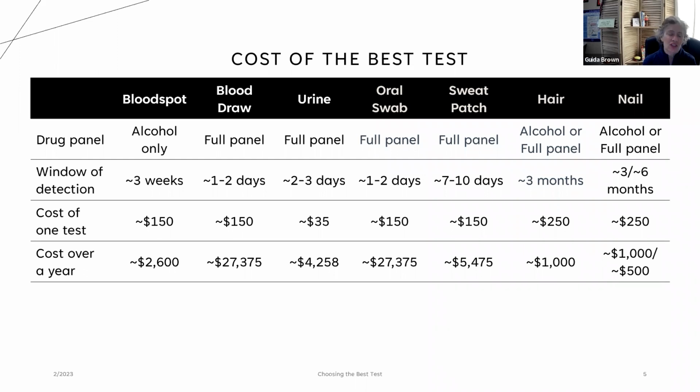That window of detection is so short that if you wanted reliable information about what somebody is doing across a year, you'd have to do those tests every 2 days. Now, I get it, we're not doing that. But who's the population you're trying to monitor?